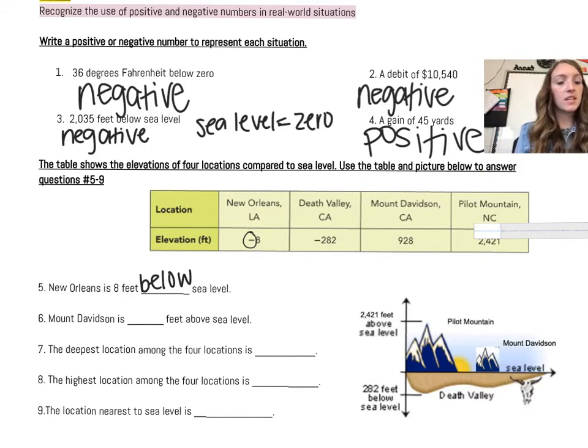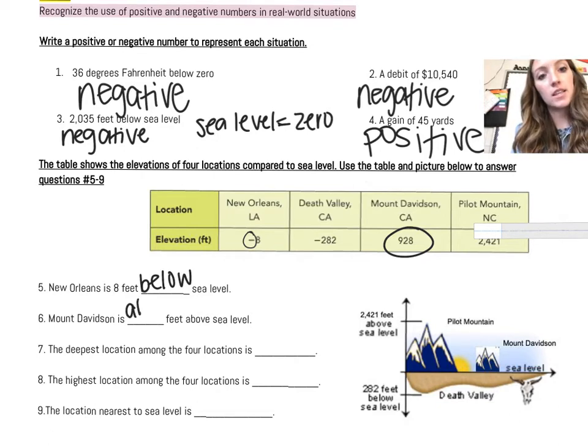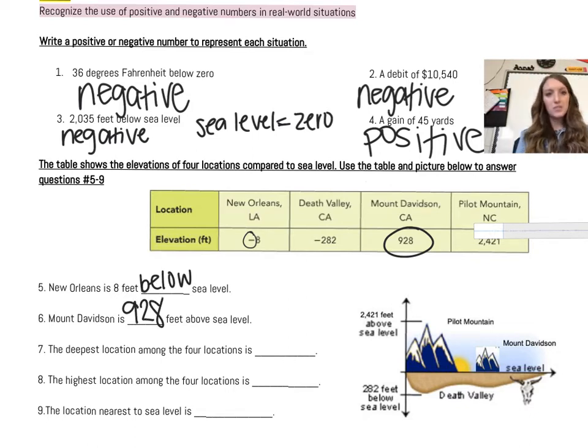Mount Davidson, right here, is a positive 928 feet. If it's positive, that means that it is above sea level. Whoops, we have to put our number in there. We already knew that. Their directions told us. So it's 928 feet above sea level.